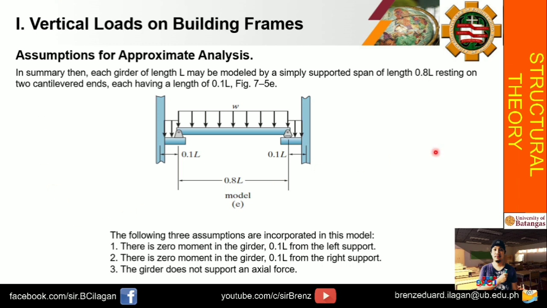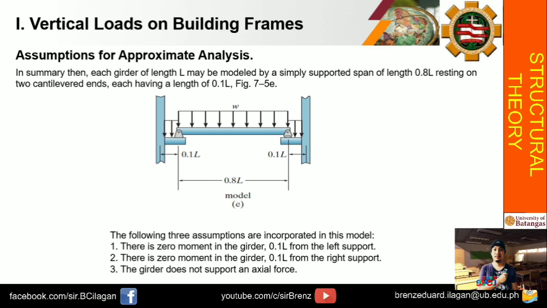So, with that, to summarize that, the following three assumptions are incorporated in this model. So, the first one, there is zero moment in the girder 0.1L from the left support. So, coming from 0.1L, so the moment here is 0. So, ganun lang din kapag dun sa right support. Same condition. The moment at a distance of 0.1L will be 0. And the girder does not support an axial load. So, walang axial load na i-carry yung girder mo. Okay? So, those are the three assumptions based on the discussion earlier. Okay, so with that, let's proceed with the next method.